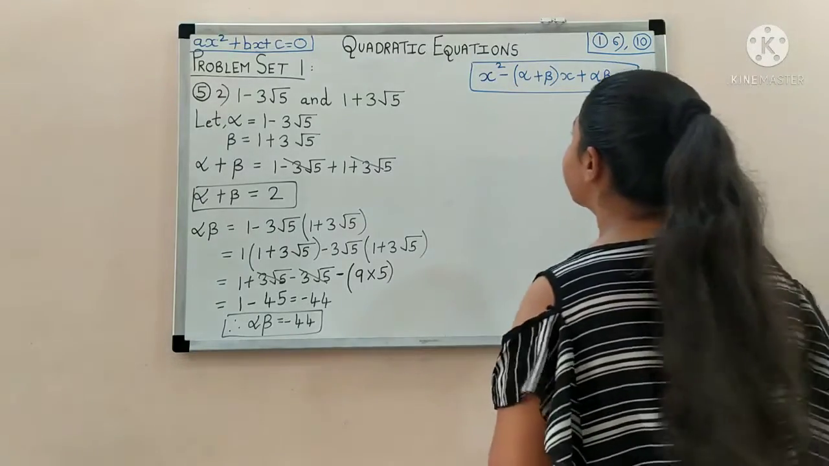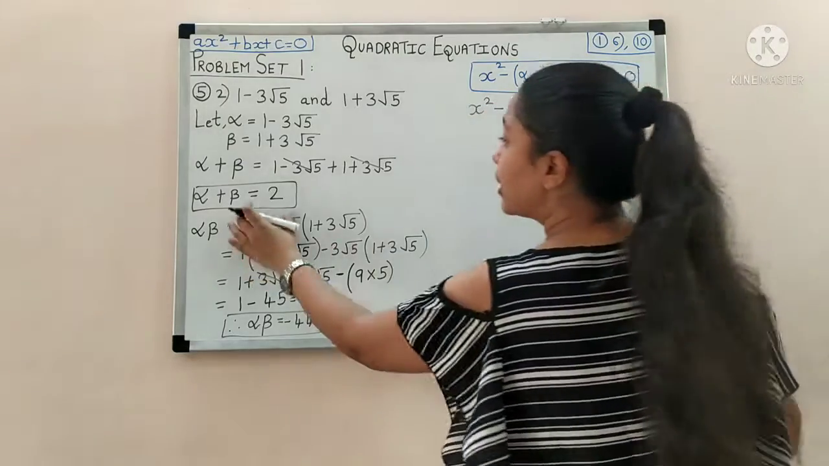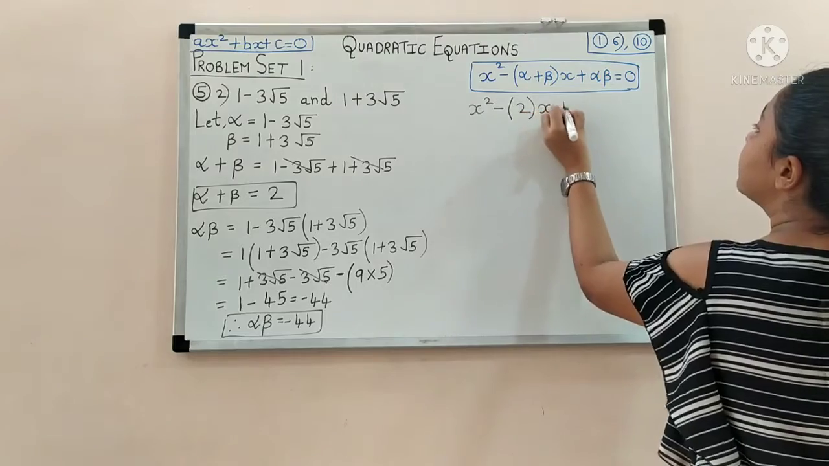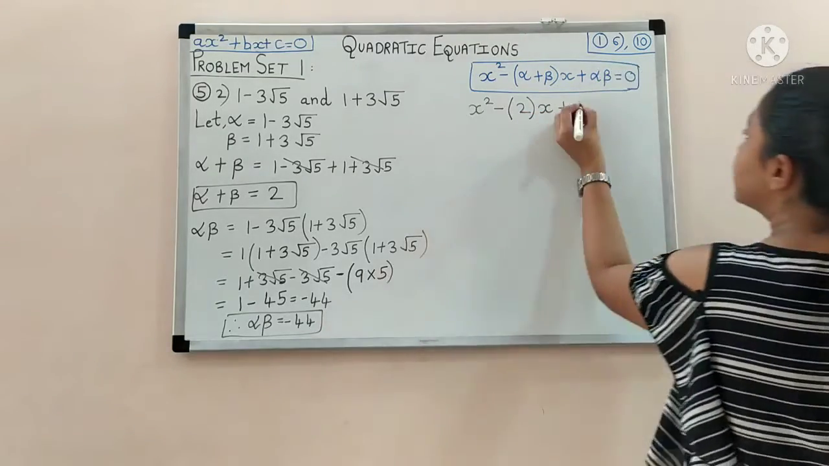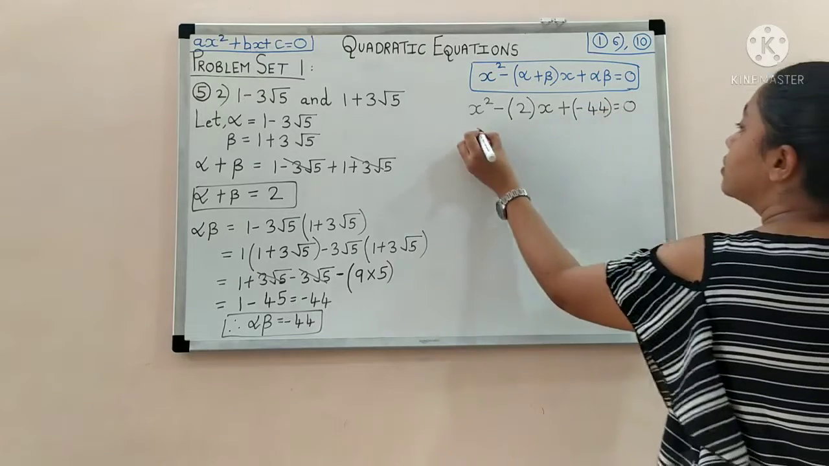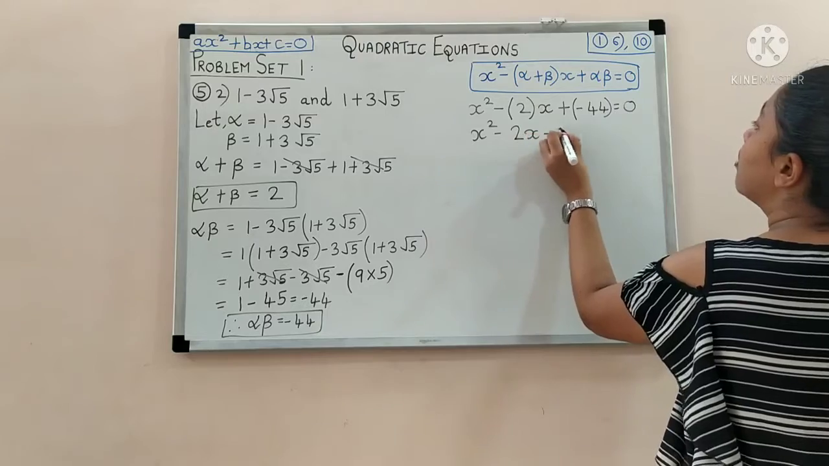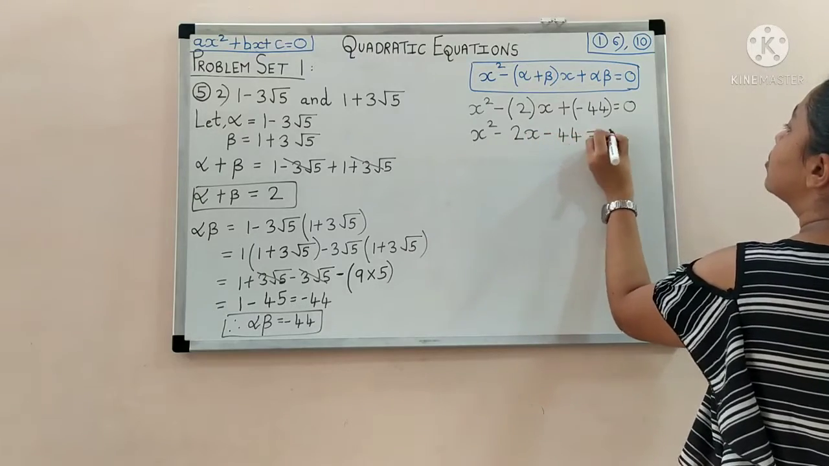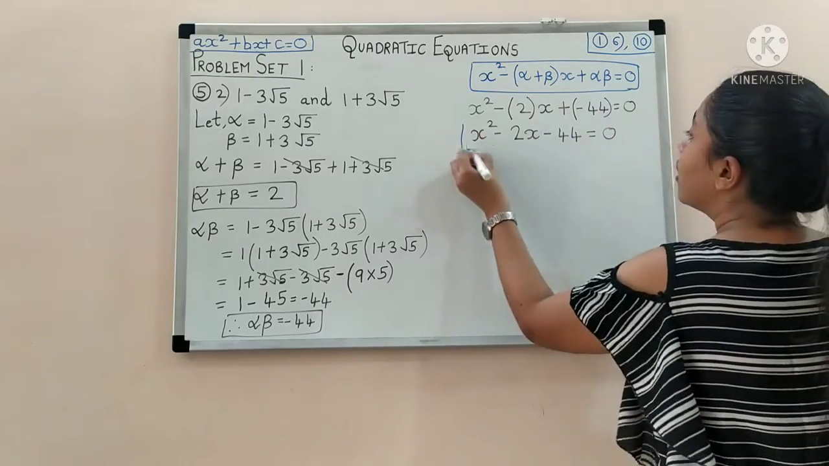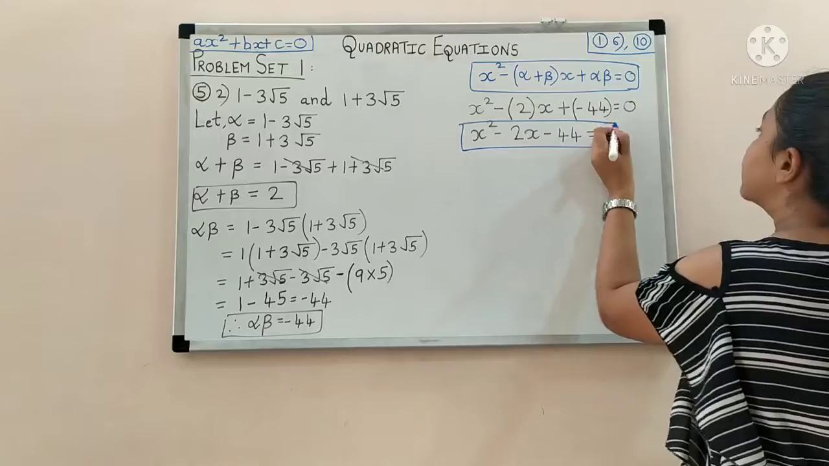So it will be x square minus alpha plus beta, which is what? 2. So x square minus 2x plus alpha into beta, which is minus 44, is equal to 0. Now just simplify it. So x square minus 2x minus 44 is equal to 0. And this is your required quadratic equation. So the steps here are fixed. For such type of questions, the steps are fixed.